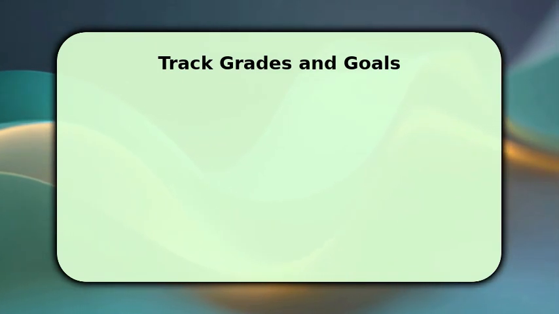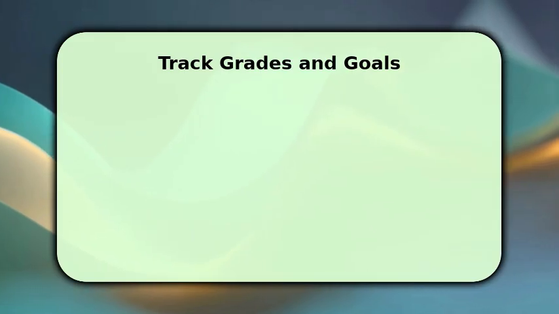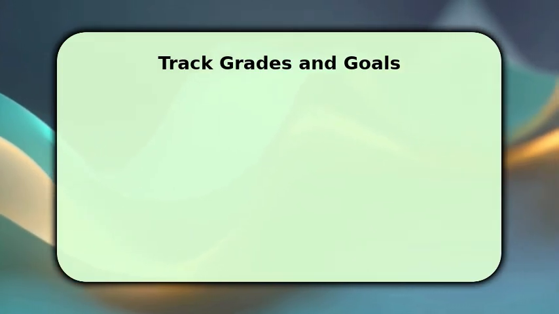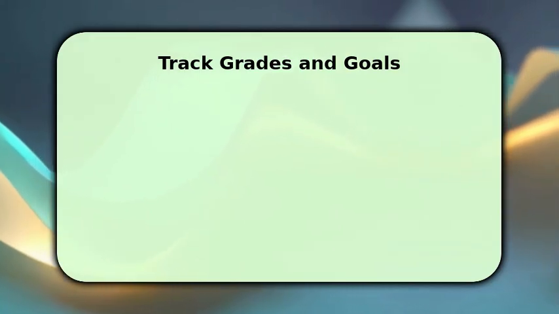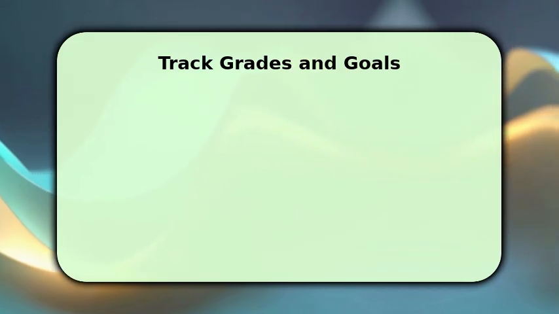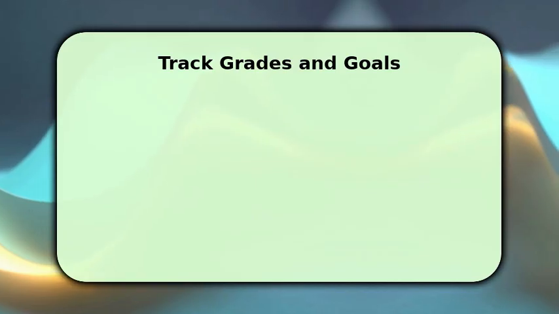Set semester goals like 3.5 GPA or 90% average per subject, and add milestone checkboxes for tests, projects, and college prep items. Review progress weekly and adjust study blocks accordingly, moving extra 25-minute sessions into subjects that need improvement and archiving completed tasks to keep the workspace clean.